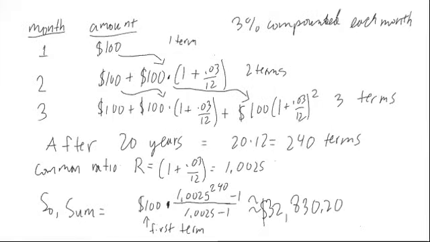Let's take a look at an application of adding up the terms of a geometric sum. Namely, what if we make deposits into an account that's accruing interest at 3% compounded each month? So that means 12 times a year. So every time we compound each month, we're multiplying by 1 plus 0.03 divided by 12. That's what we're multiplying by each month.